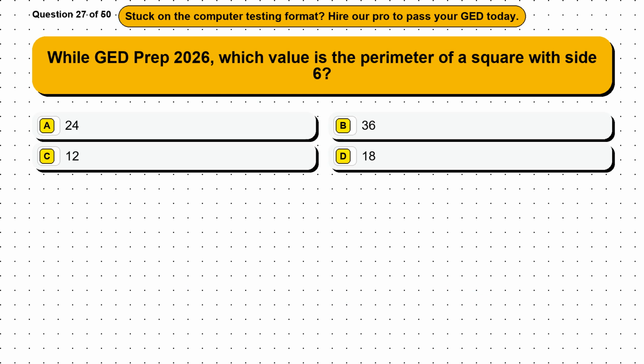Question 27. While GED Prep 2026, which value is the perimeter of a square with side 6? Option A 24. Option B 36. Option C 12. Option D 18.